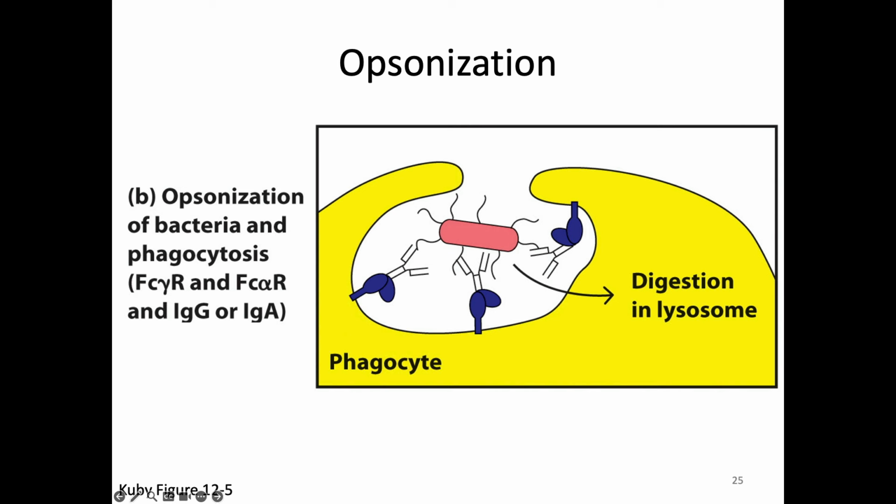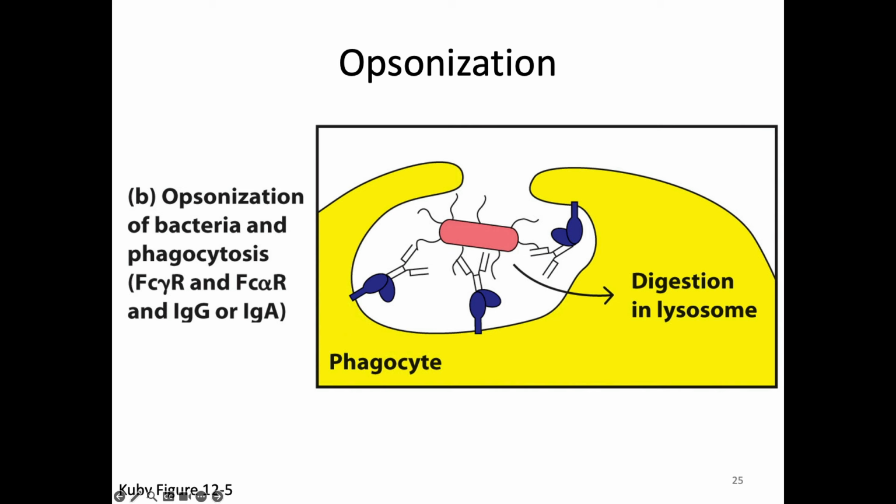It turns out if you coat a microbe with antibodies, it does the same thing. It also opsonizes. It also is a coating on that microbe that makes that microbe more likely to get eaten. So it's a different kind of butter.